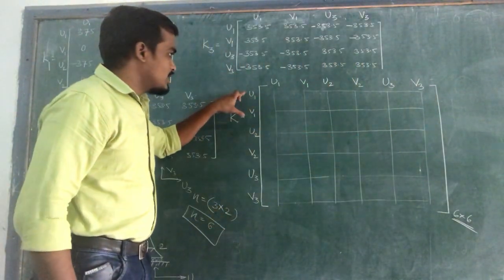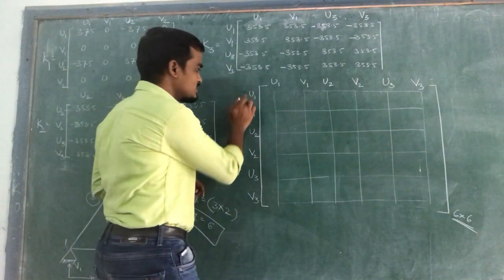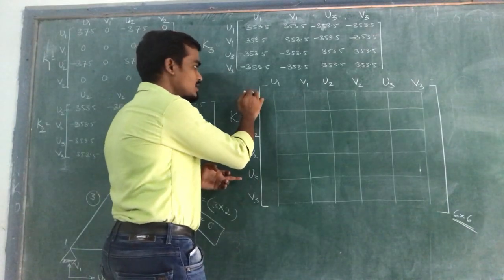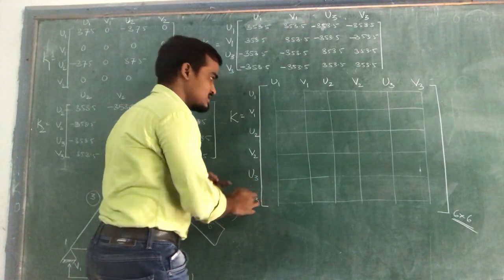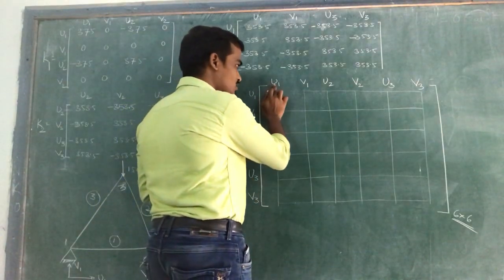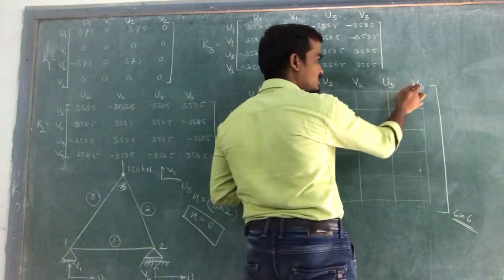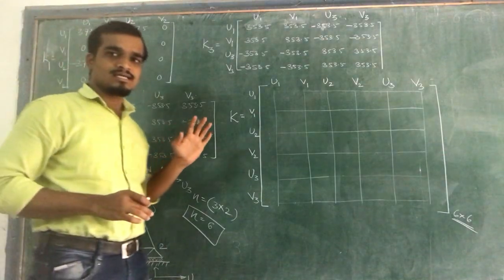Now we have written our rows and columns here: first, second, third, fourth, fifth, sixth. For the first node the rows are u1 v1, for the second node u2 v2, for the third node u3 v3. Similarly, for the first node the columns are u1 v1, for the second node u2 v2, for the third node u3 v3. Now we will construct our global stiffness matrix.